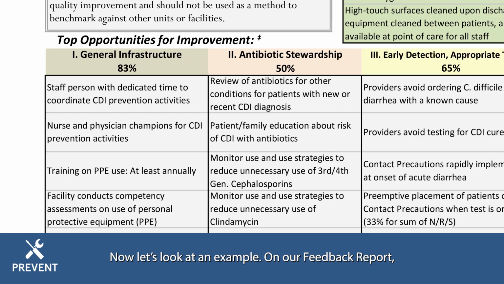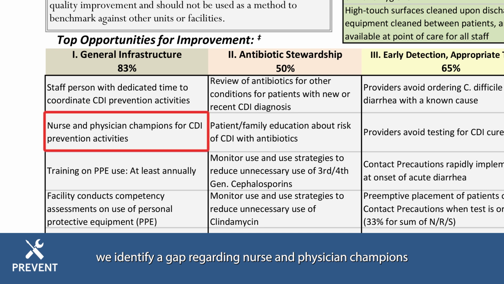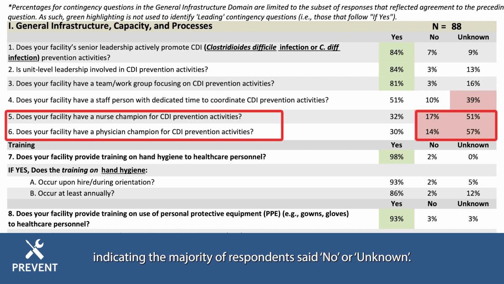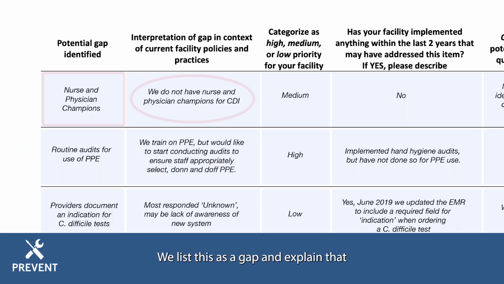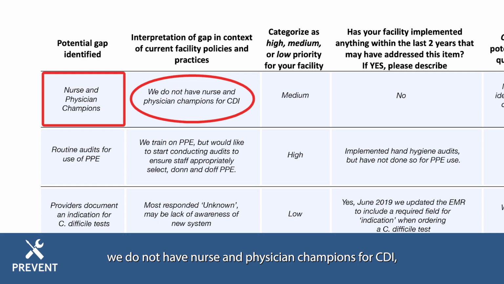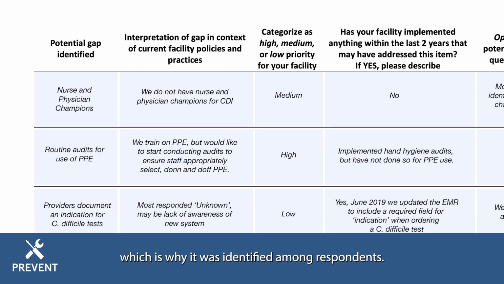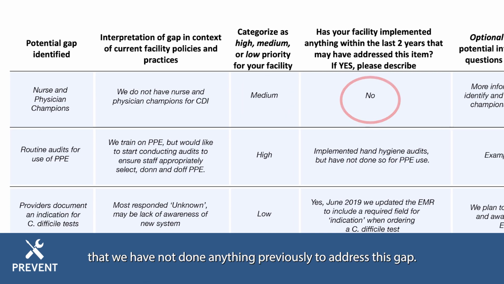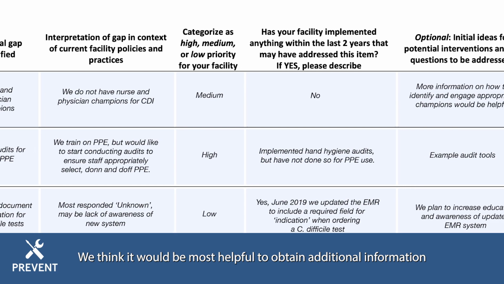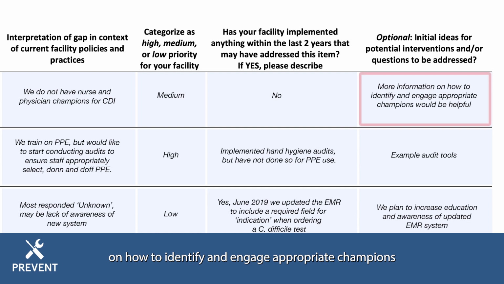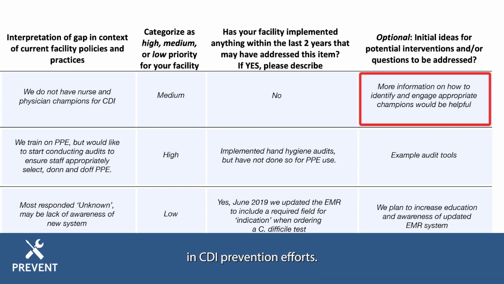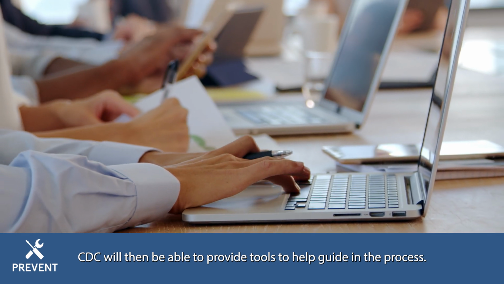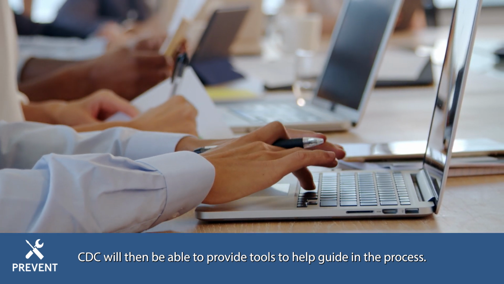Now let's look at an example. On our feedback report, we identify a gap regarding nurse and physician champions for CDI prevention activities and review the response frequencies, indicating the majority of respondents said no or unknown. We list this as a gap and explain that we do not have nurse and physician champions for CDI, which is why it was identified among respondents. We classify this item as medium priority and indicate that we have not done anything previously to address this gap. We think it would be most helpful to obtain additional information on how to identify and engage appropriate champions in CDI prevention efforts. With this information, CDC will then be able to provide tools to help guide in the process.